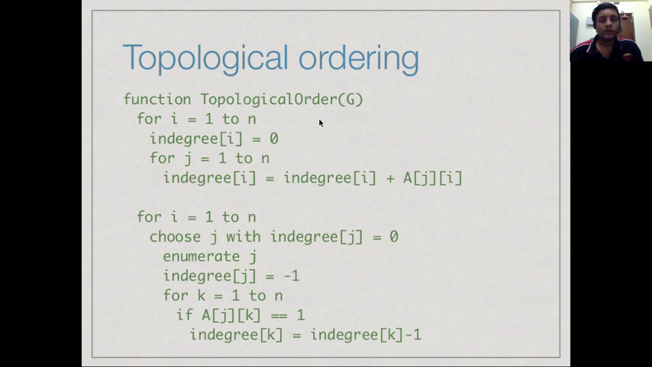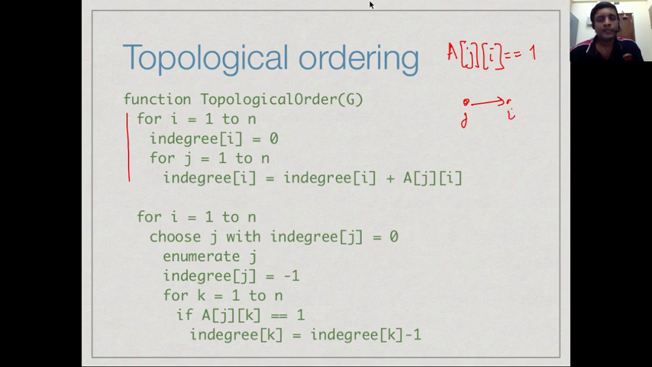So let's look at some pseudocode for the algorithm which we just executed by hand. So in this particular algorithm, we first start by computing the in degree. In order to compute the in degree, for a vertex i, we need to find out how many j satisfy the property that A[j][i] is equal to 1, because this corresponds to an edge from j to i.